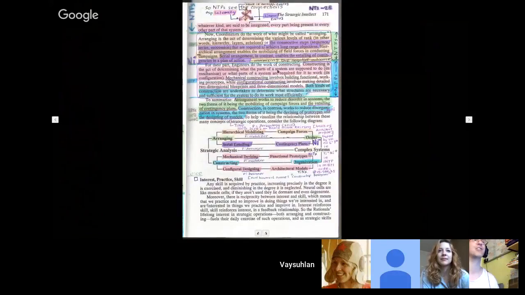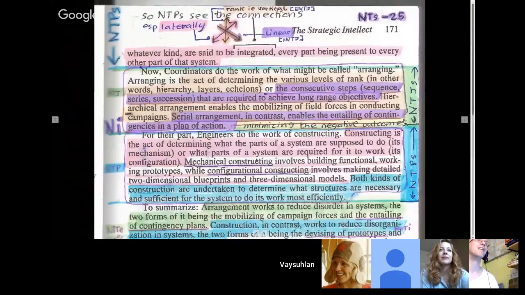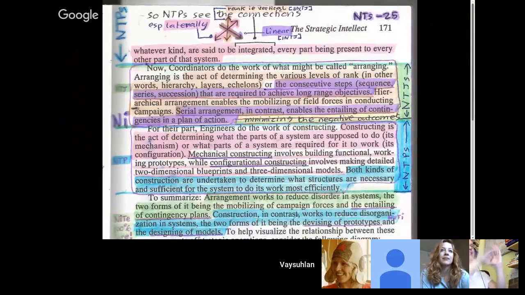It's slightly tangential, but there we go. NTJs again: consecutive steps, sequence, knowing what's needed to achieve long-term goals, seeing how things are going to progress. And then constructing of models, constructing of prototypes. So you can see how the NTPs are similar.